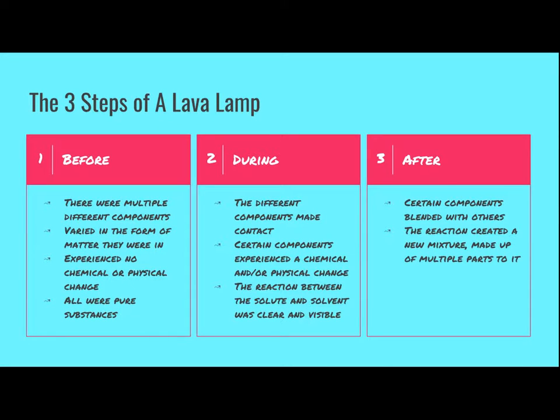So, there are three parts of a lava lamp. First is where there are separate components and neither of them have experienced a chemical or physical change. Secondly is where the components have made contact with each other and formed a reaction. The third stage is where the components, or certain components, have blended with each other and created a new mixture.